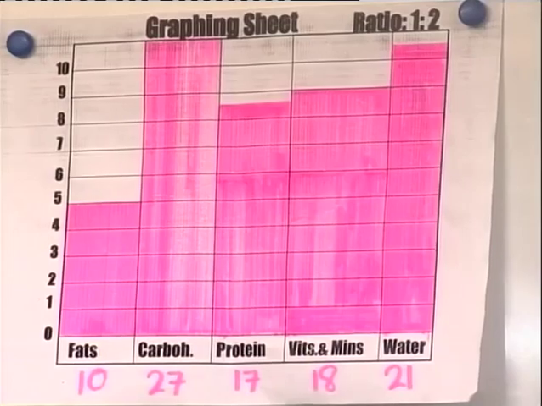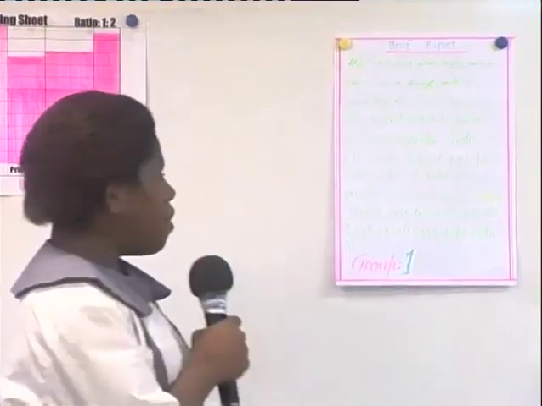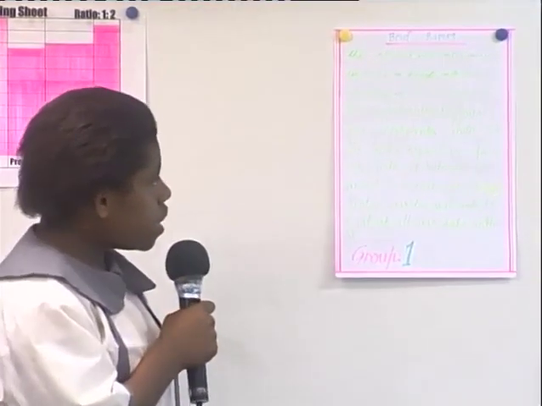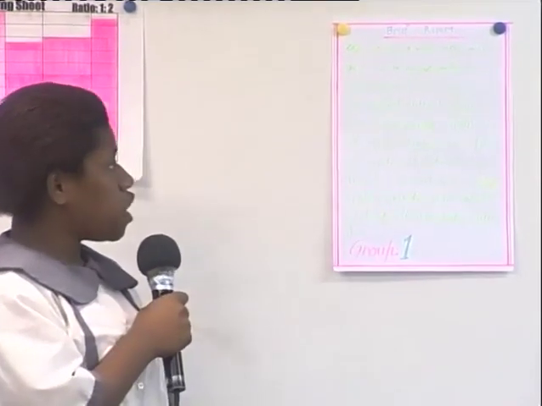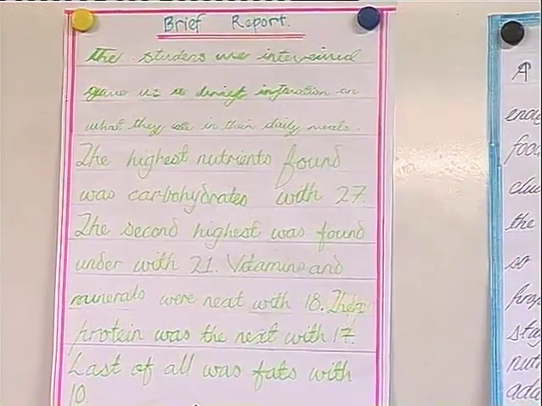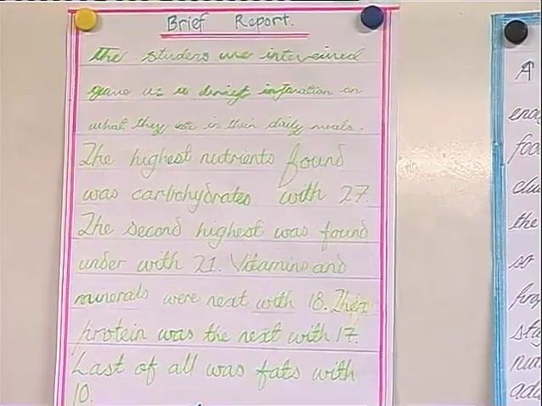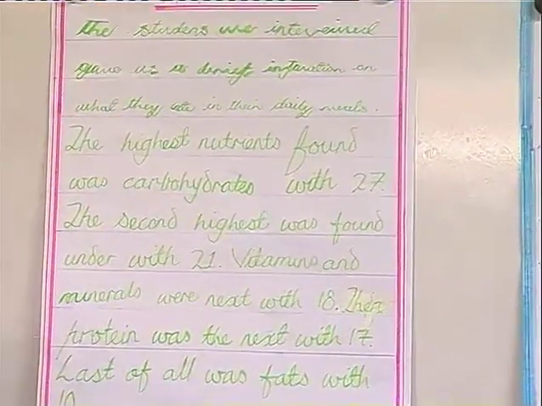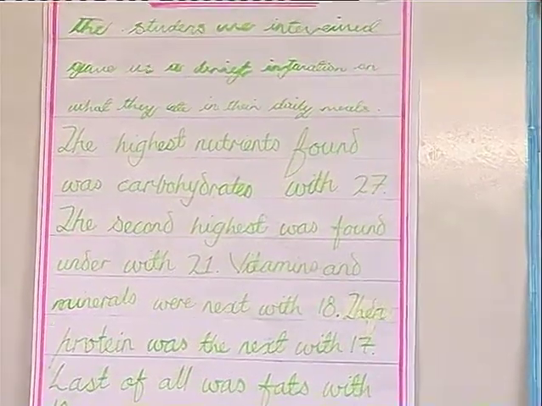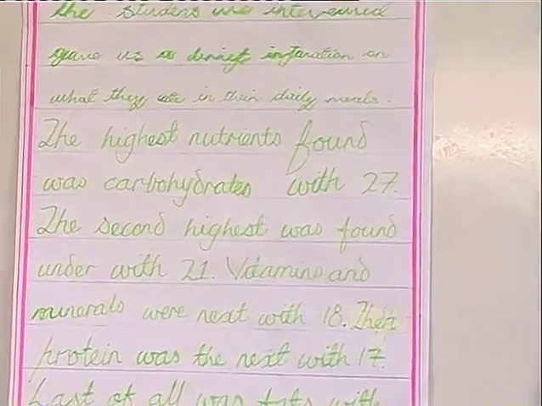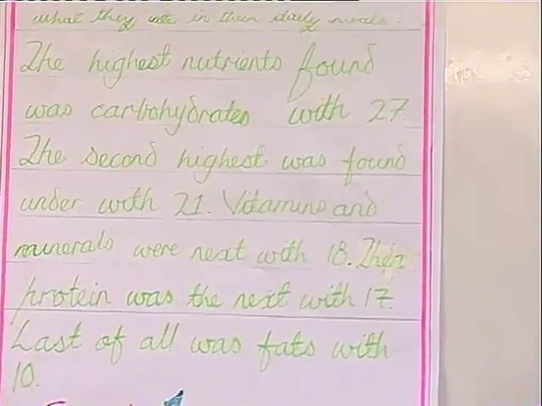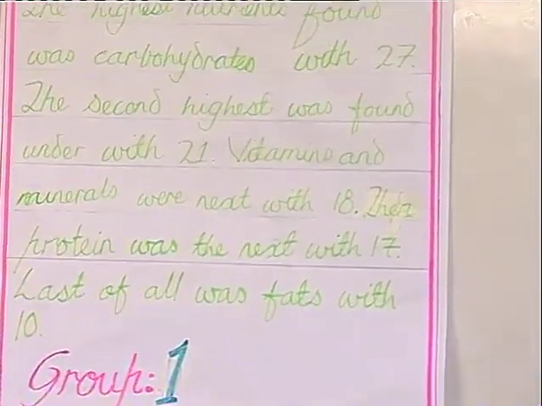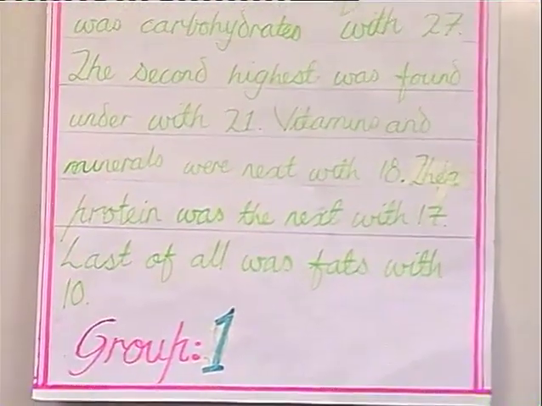Thank you. Mercy, with a brief report. The students we interviewed gave us brief information on what they ate in their daily meals. The highest nutrient found was carbohydrates with 27. The second highest was water with 21. Vitamins and minerals were next with 18. Then protein was next with 17. Last of all was fats with 10.